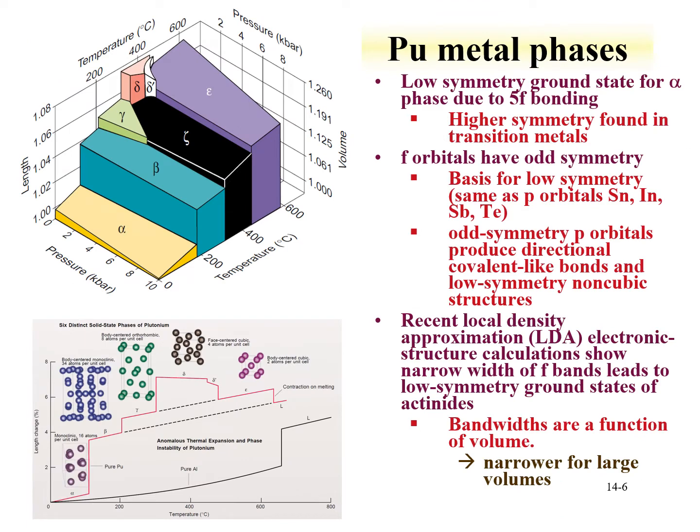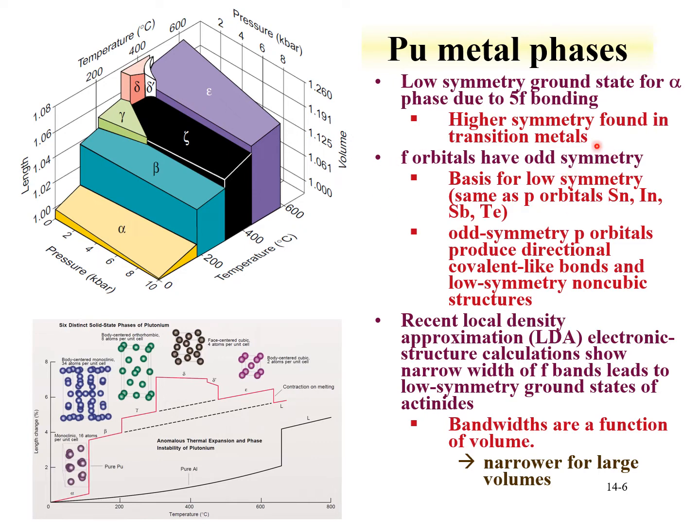This interesting property of plutonium, where you have the different phases, is also manifest at higher pressure. So in this figure, as we increase the pressure, this phase, which isn't present at regular atmospheric pressure, can be formed. And these different phases are really due to the behavior of the 5f electrons in the plutonium metal. So, for instance, for the alpha phase, the low symmetry ground state is due to this 5f bonding.